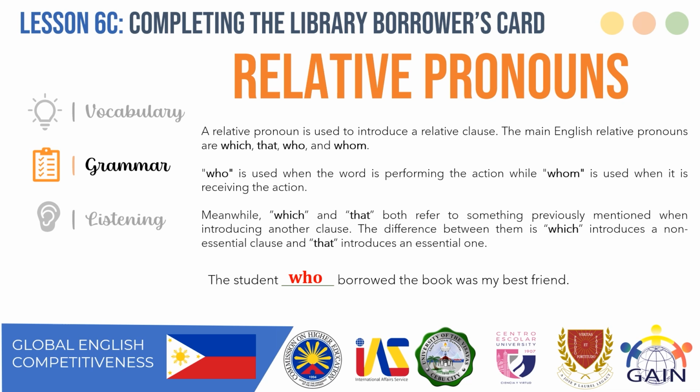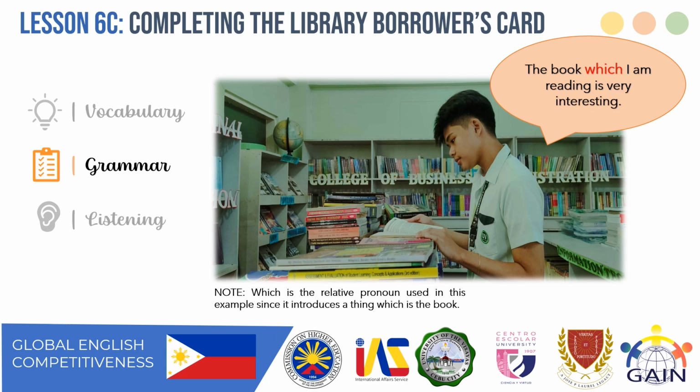The correct answer is who, since the relative clause introduces the subject of the sentence, the student, which is a person. When the subject introduced is a person and is the doer of the action, the relative pronoun to use is who. Here's another example. The book which I am reading is very interesting. Which is the relative pronoun used in this example since it introduces a thing, which is the book. Also, the relative clause, which I am reading, is considered non-essential.